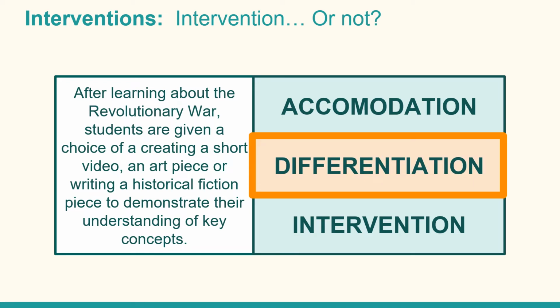This is an example of differentiation. We know this is differentiation because all students are being asked to show their understanding of the Tier 1 curriculum, but they have options in how they present that information based on their individual strengths. We'll do 2 more.